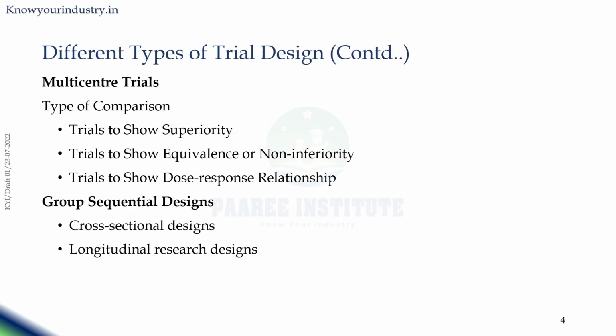There are trial designs based on the type of comparison. Some trials show superiority, for example superiority over the placebo. One of the treatments is the drug treatment, another one is the placebo treatment. Then you have to show the superiority of the drug treatment against the placebo. Then there are some trials which show equivalence or non-inferiority, where you are establishing equivalence between treatment A and treatment B. Both are drug treatments. Then there are trials to show dose response relationship. And also there are group sequential designs, where cross-sectional designs and longitudinal research designs are adopted.